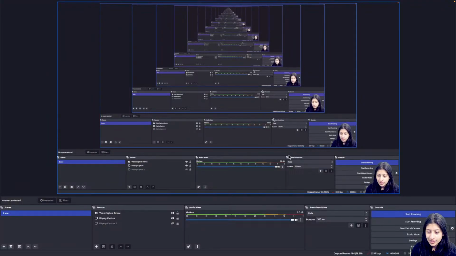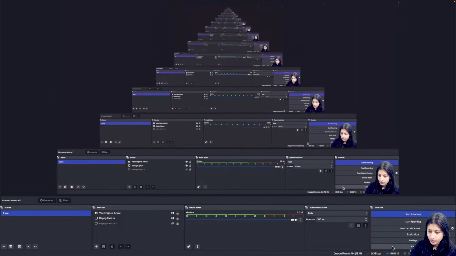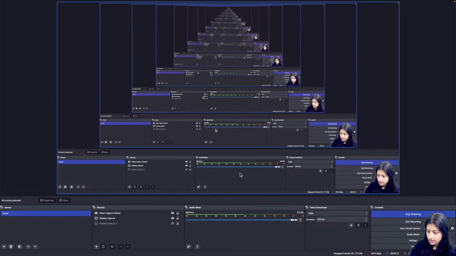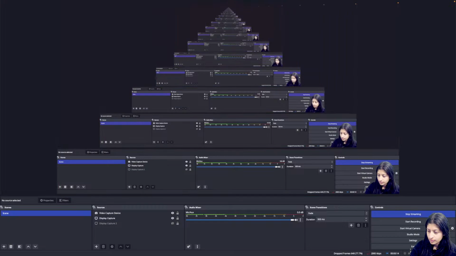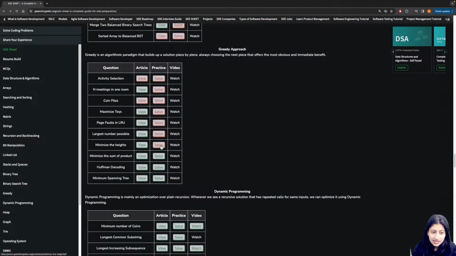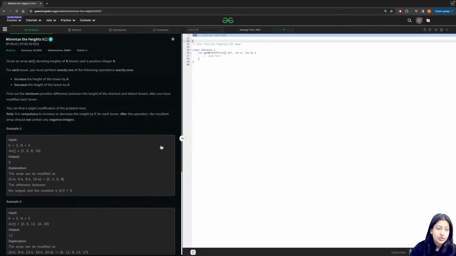So let's discuss the problem for today. Let me show you the problem statement. Before that, I'll just quickly check if we are live. Yes, we are. Okay, just a second. Fine. So let me show you the problem statement, which is from your greedy approach, minimize the heights. Okay, let me explain you the problem statement.